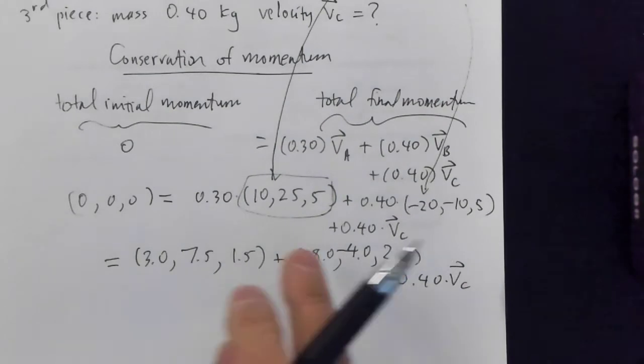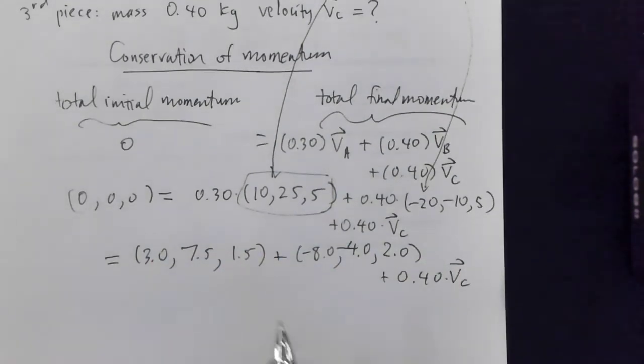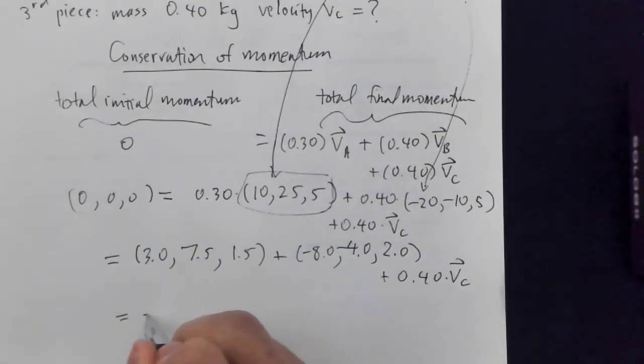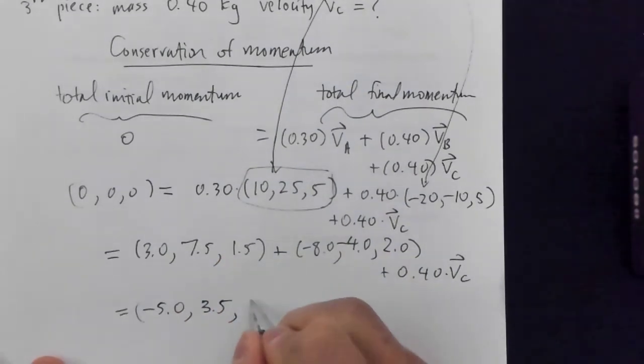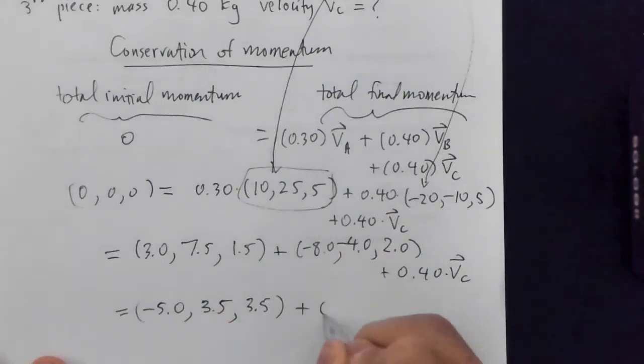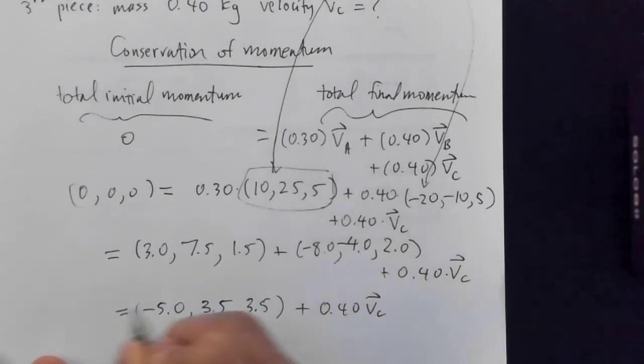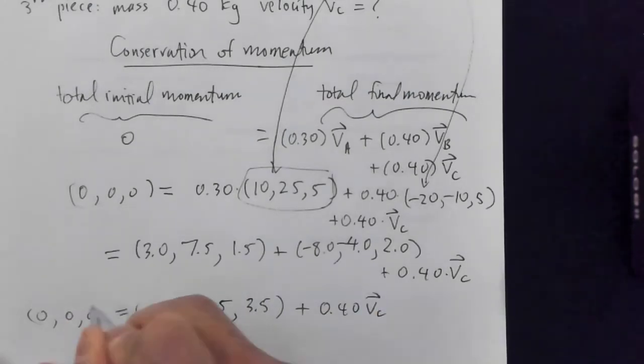Okay? Now we can add these two component by component. This is just vector addition. So we have negative 5, comma, 7.5 minus 4.0 is 3.5. 1.5 plus 2.0 is 3.5, plus 0.40 VC. This is equal to 0, 0, 0.